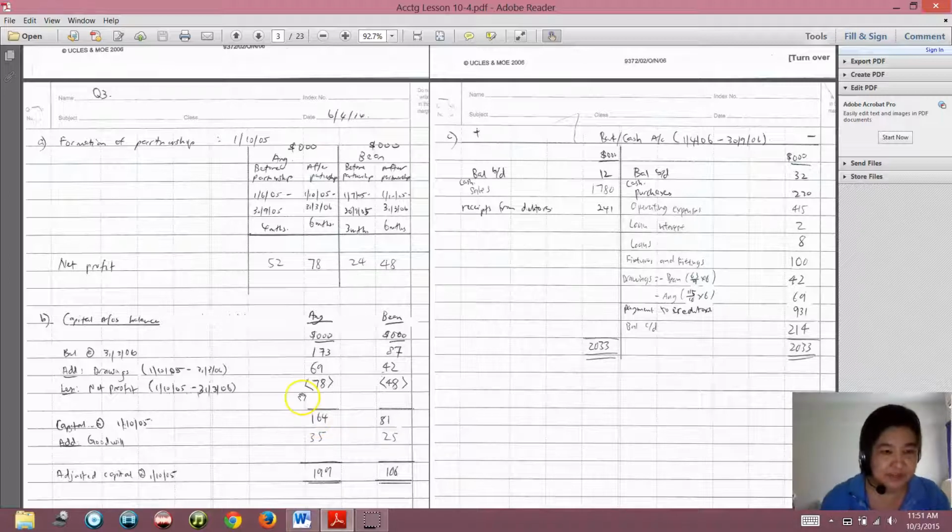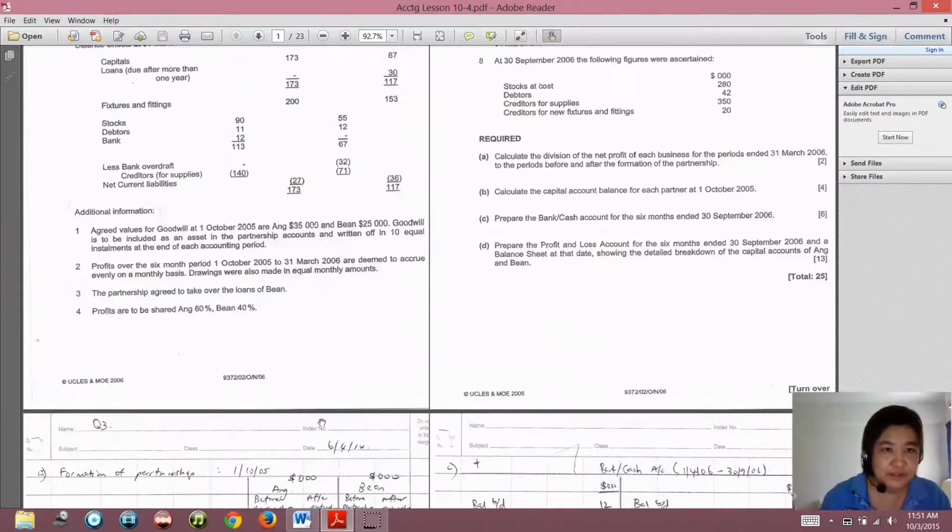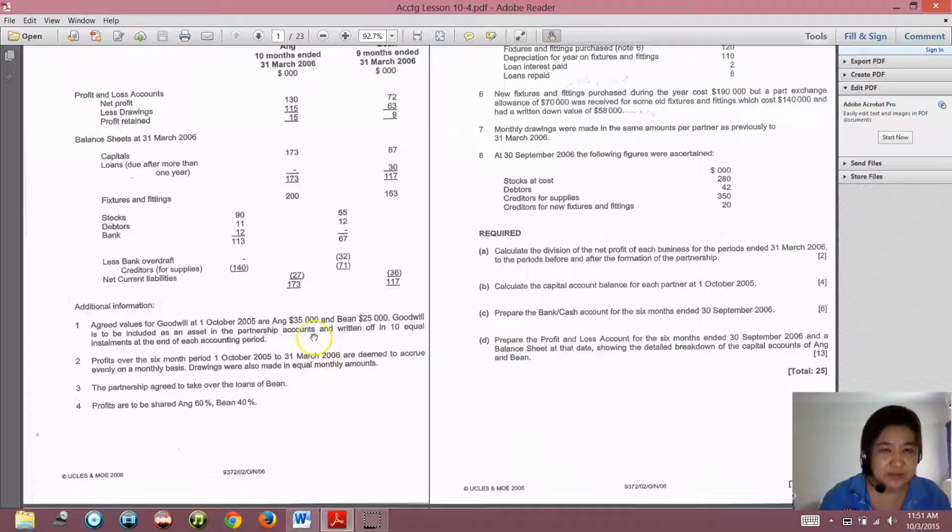So as explained in the previous question, when you form a partnership, both the partners, I've explained in detail in the previous question in part 1. So you will calculate the goodwill of both the partners. So the agreed goodwill at 1st October 2005 is these two, and goodwill is to be included as an asset in the partnership account and written off in 10 years equal installments at the end of each accounting period.